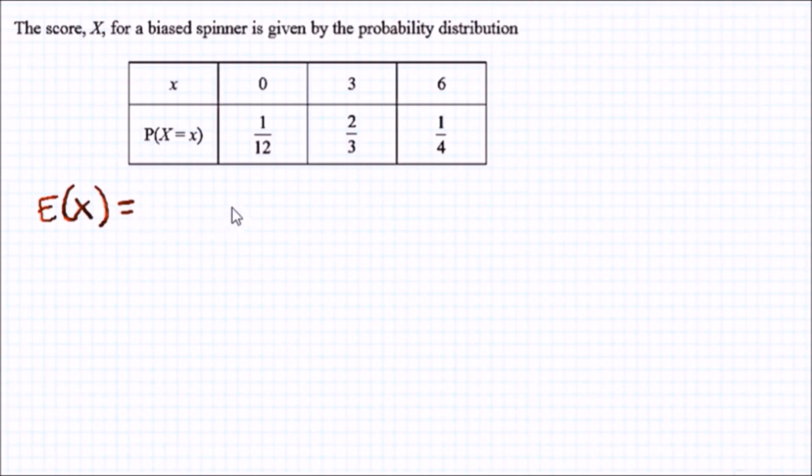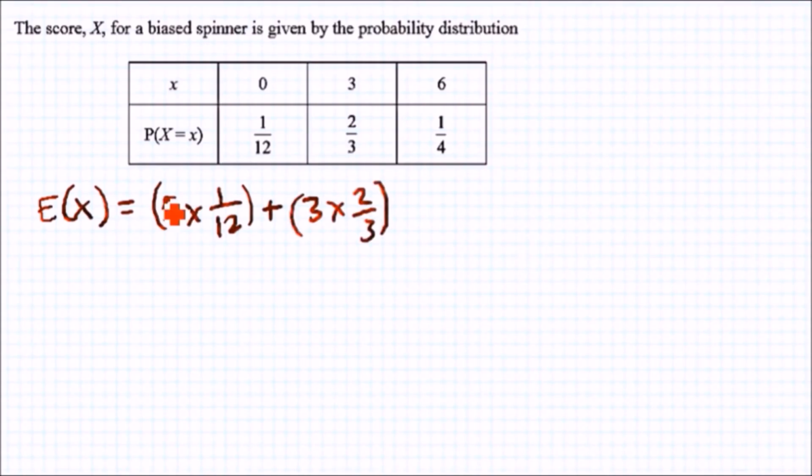So we're given this X for the spinner, and all we need to do is calculate the expected value of X. To do that, we need to use a probability distribution and multiply that random variable X against each probability. So let's have a go. For every X, let's start with the first one: 0 times 1/12, plus 3 times 2/3, plus 6 times 1/4. And that's it. When you evaluate this, you should get 3.5.